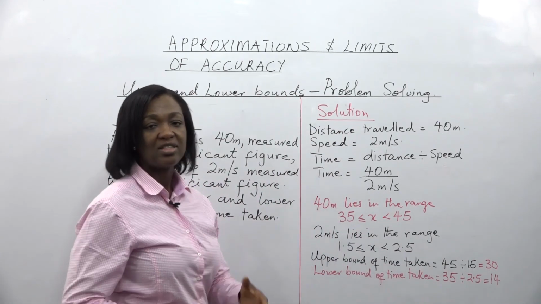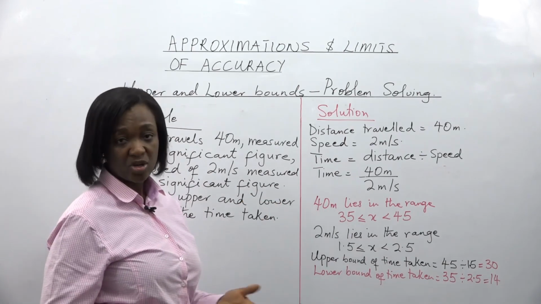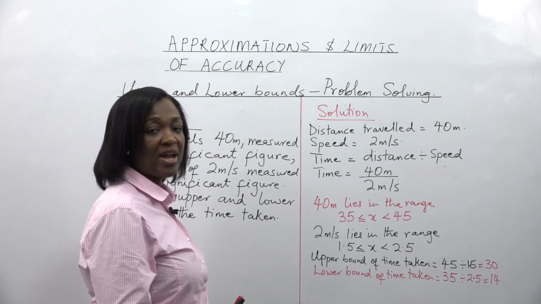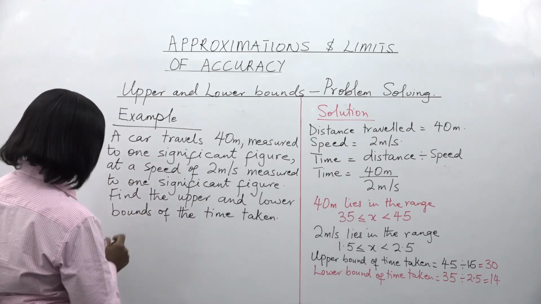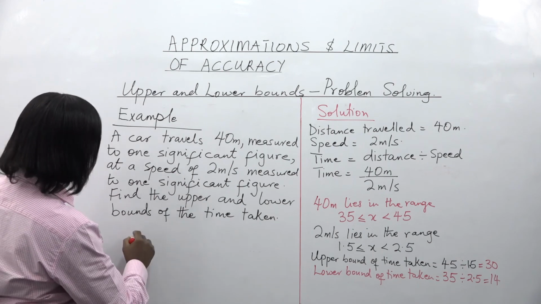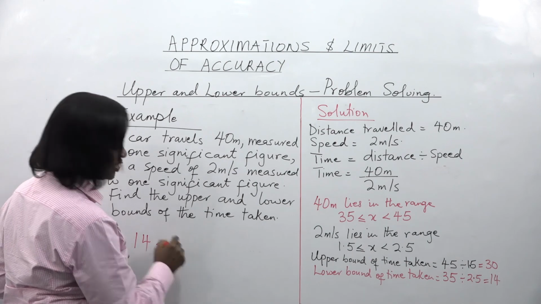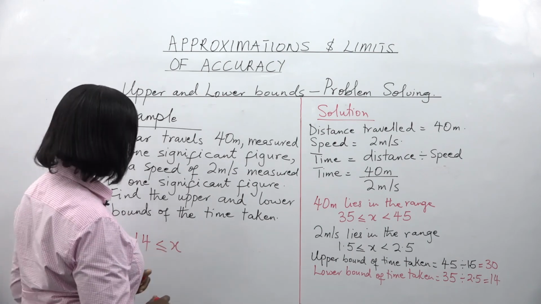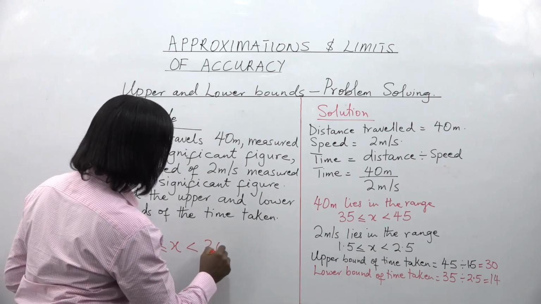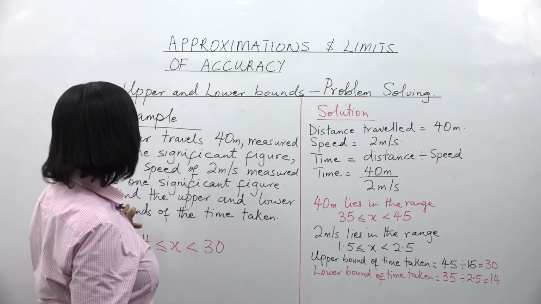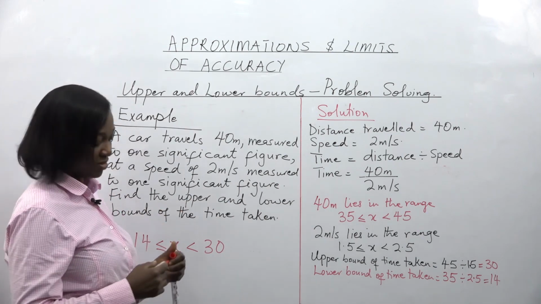So let x represent the time taken. If x represents the time taken, the upper bound and the lower bound will be written as 14 is less than or equal to x, which is the time taken, and then it's strictly less than 30. So we have been able to find the upper bound and the lower bound of the time taken.